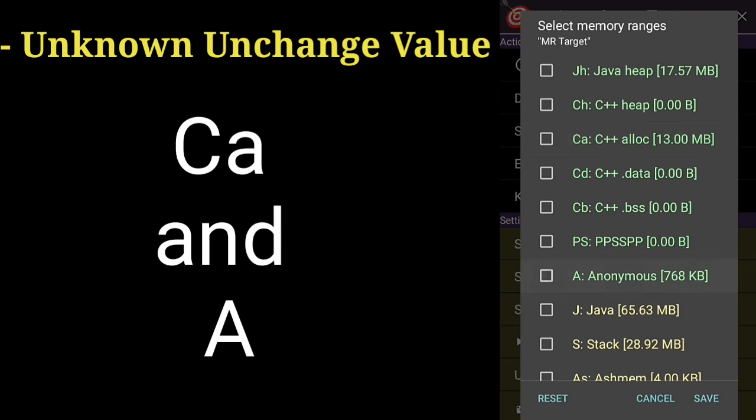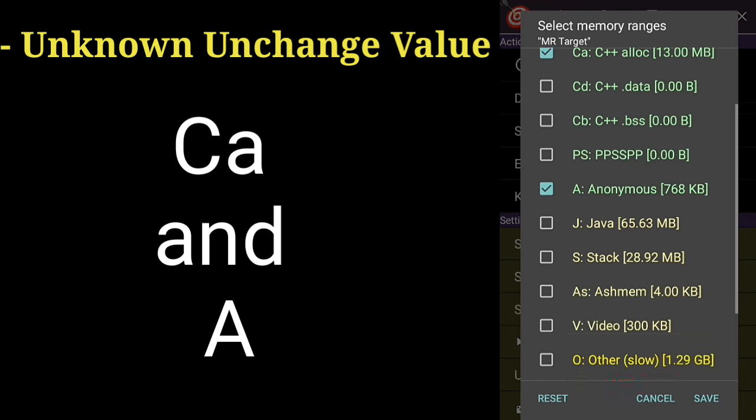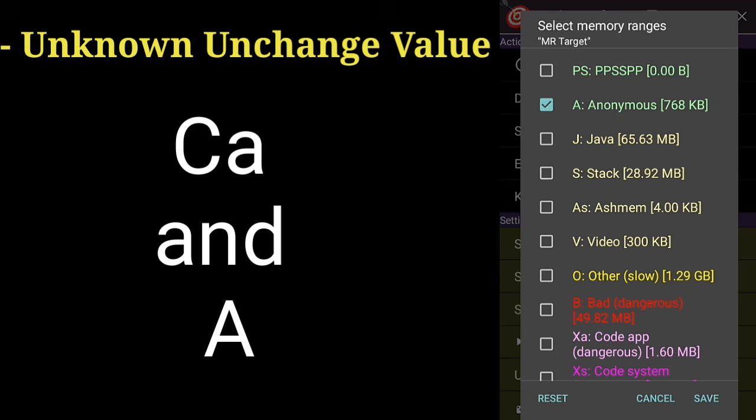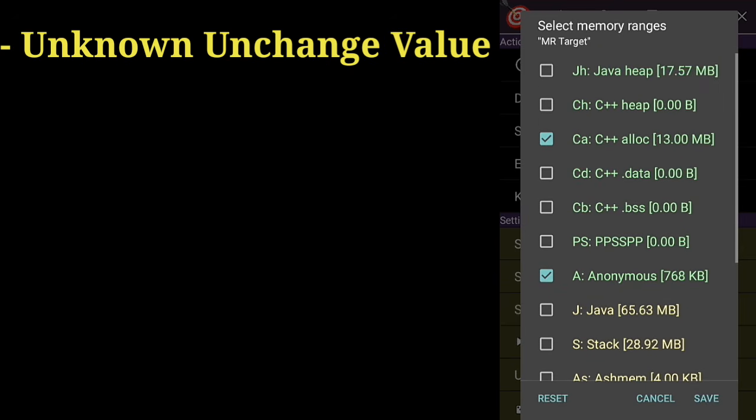Here we tick only C-alloc and anonymous, because C-alloc and anonymous are the regions in which almost all the values are found every time. They are the most popular places to find values. You can even try Video range if you want to find color and other color related values. So let's save it.